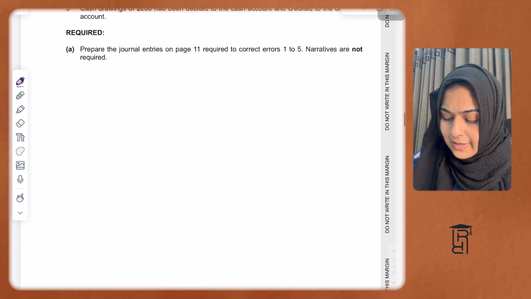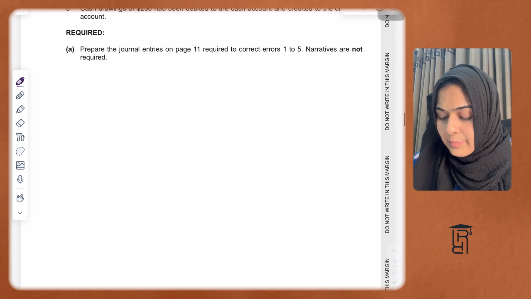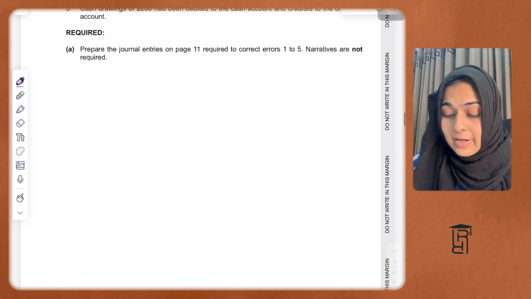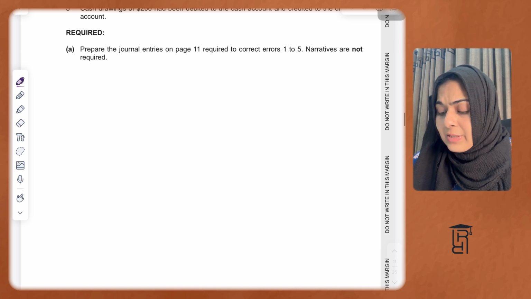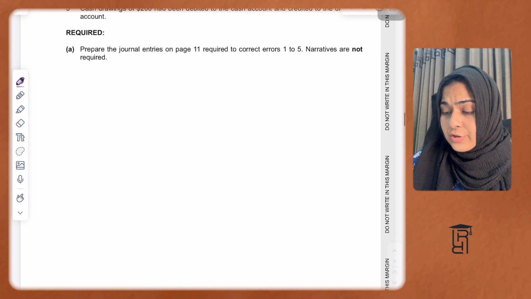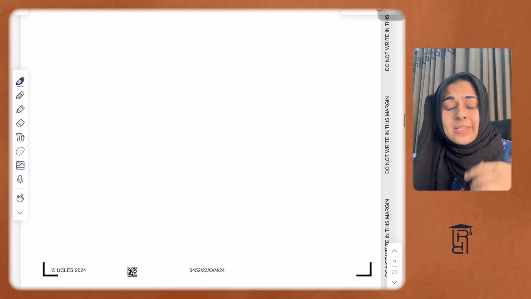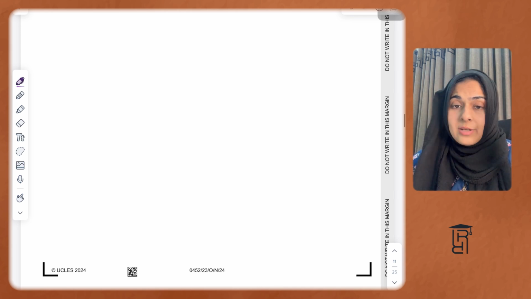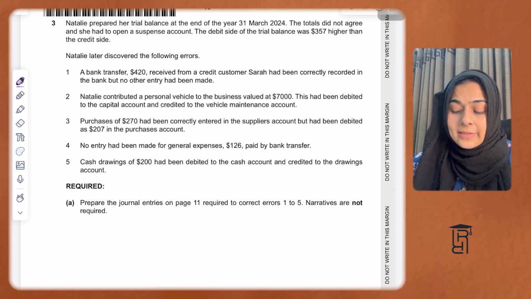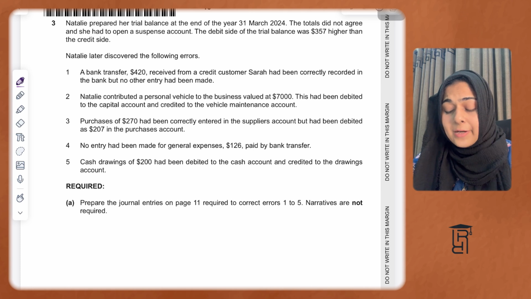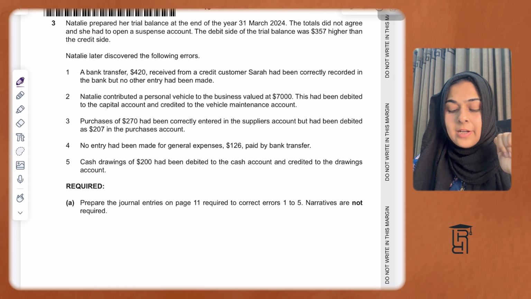So we'll simply write here error number 1, and we'll write suspense debit because we don't have anything to debit, and we'll do Sarah credit. So suspense debit, Sarah credit, and the amount will be 420. So this was basically a partial error of omission, right? Because we recorded one side of the entry, but we did not record the other side. The one side that we recorded was the money that we received from Sarah in the bank. So we debited the bank account, but we did not credit Sarah. So now in the correction, you have to credit Sarah and you need to debit suspense because you don't have anything to debit.